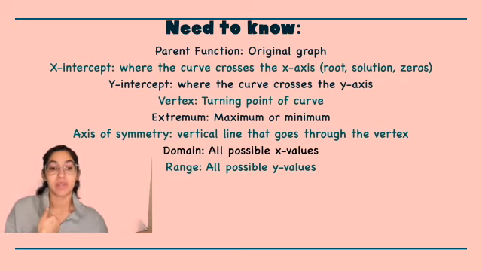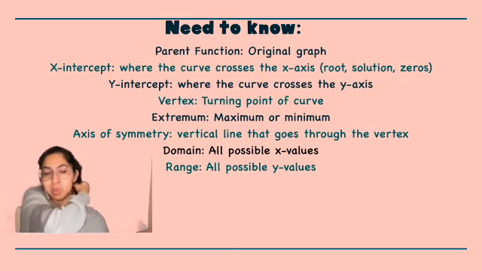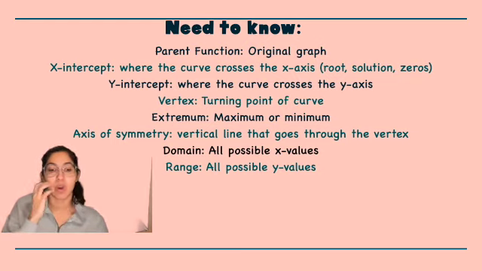You need to know a parent function is the original graph. X-intercept, where the curve crosses the x-axis, also known as the root, solution, or zeros. You will see all four of those words, so you need to make sure you know that they all mean the same thing. Y-intercept, where the curve crosses the y-axis.